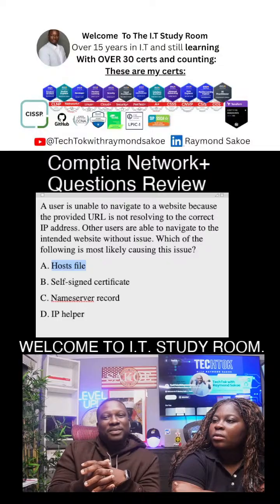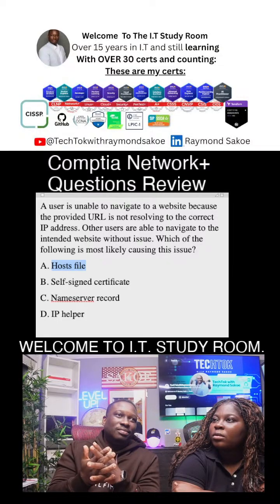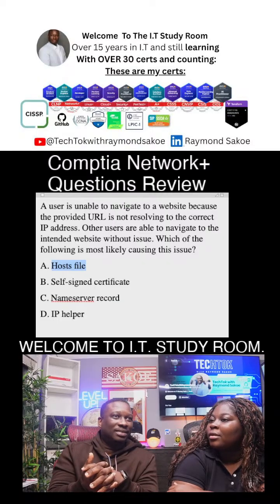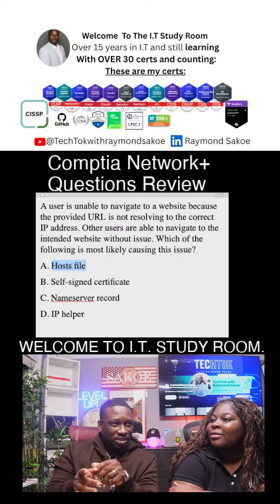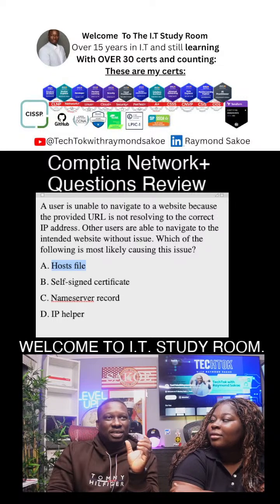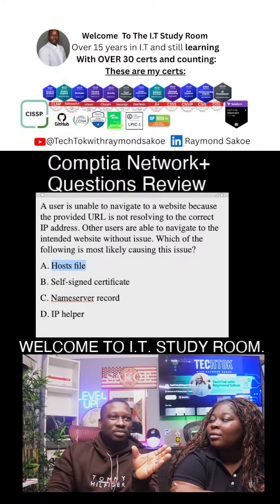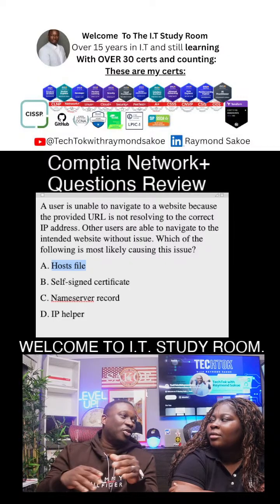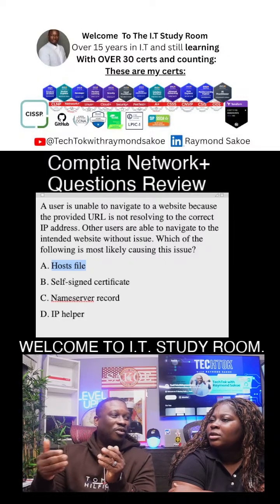Now, if you want to mess with someone going to a specific website, you can go into the host file and map, let's say, www.facebook.com to 127.0.0.1, which is not the correct IP address of Facebook.